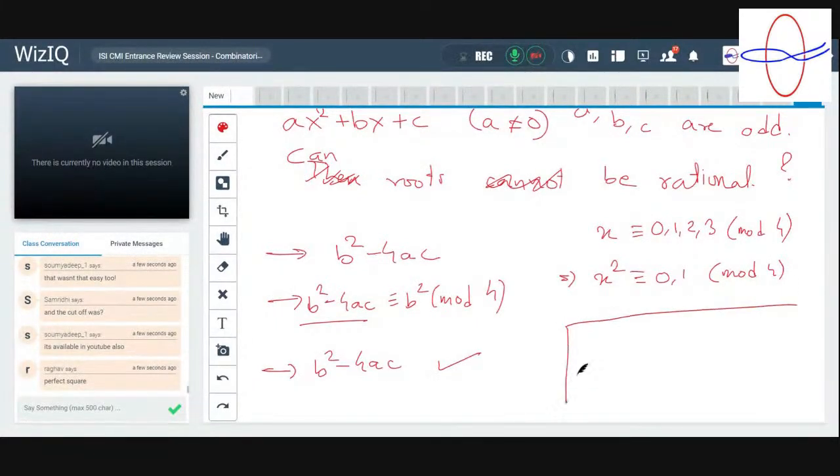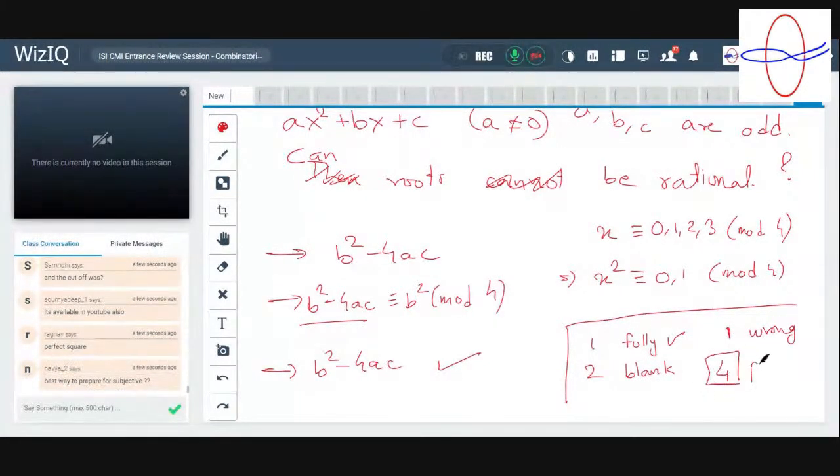So in my situation, I did one problem fully. I left two blank. I was completely wrong in one. So this was totally wrong. I'm sure I got more partials in that. And I got partials in 4, which is where I really managed to clear the cutoff. Right? The best way to prepare is obviously just practice.